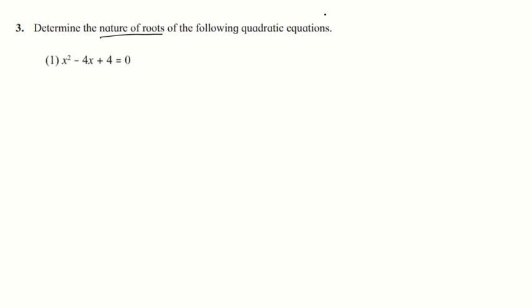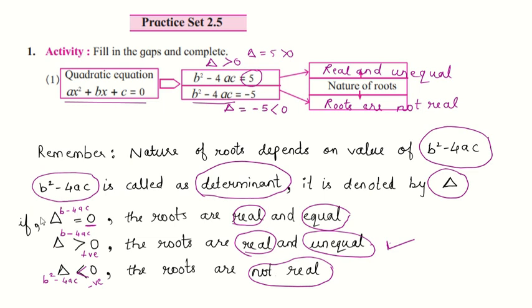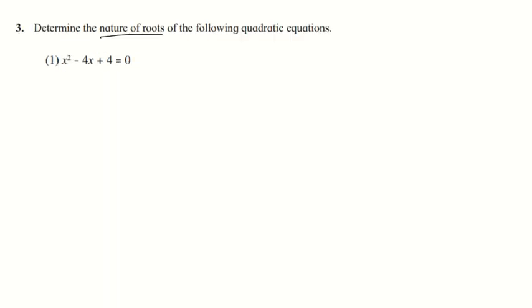So we need to remember what we learned in the first question, that is the nature of roots. Here I have explained: if the value of delta is equal to 0, the roots are real and equal. If delta is greater than 0, the roots are real and unequal. And if delta is less than 0, the roots are not real. This is what we need to understand and work with in question number 3.